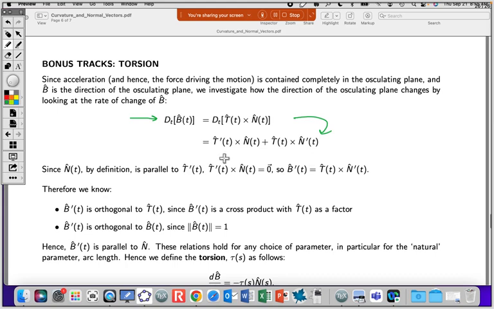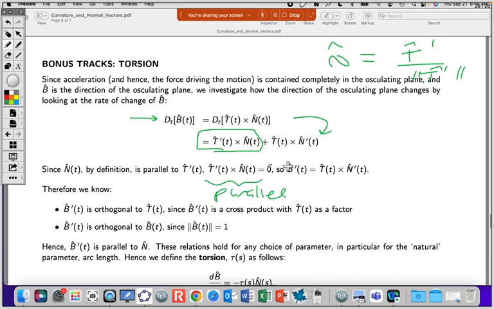All right. Now if you remember, what happens? N hat was defined to be t hat prime over the magnitude of t hat prime. So n hat is parallel to t hat prime. And what happens when you take the cross product of parallel vectors? They zero out. Okay, so you kind of see why that one problem was on your take home last time. It kind of goes through this sort of argument. So that puts b hat here.